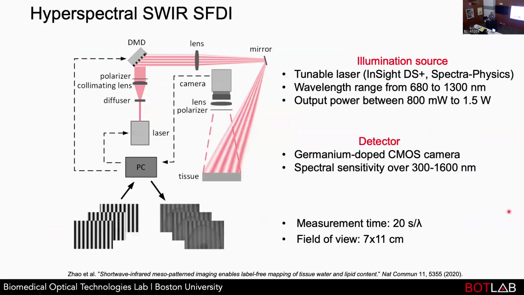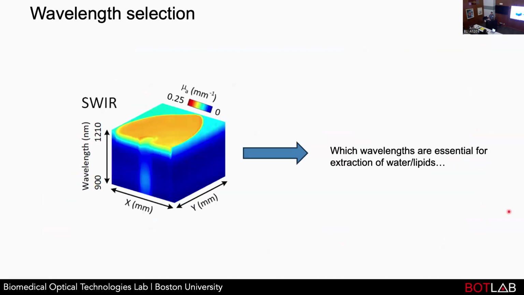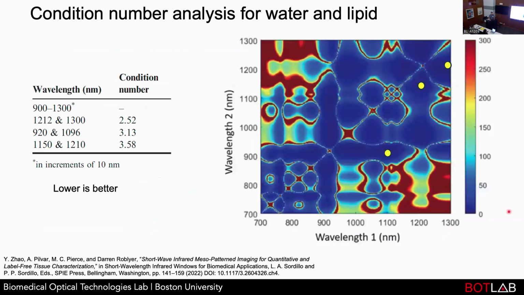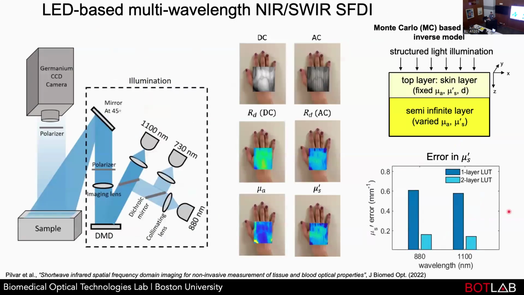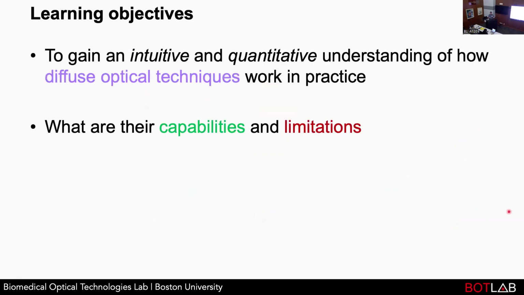And then I was going to tell you about how we've extended SFDI into the shortwave infrared, but I'll skip that and maybe save it for tomorrow so that we can go ahead and eat lunch. And I didn't even get close to telling you about wavelength selection. I thought maybe I'd have to sacrifice that, but I'm going to go ahead and sacrifice that. Okay, our learning objectives at the beginning were to gain an intuitive and quantitative understanding of how diffuse optical techniques work in practice.